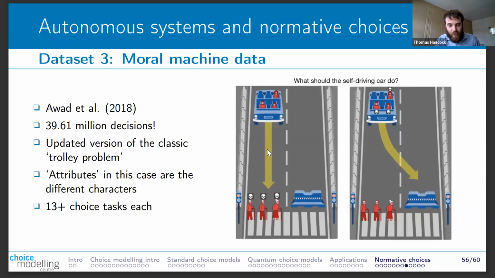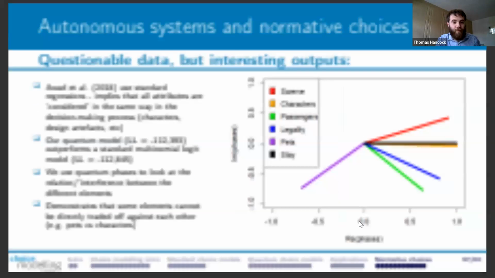There are various other attributes here. For example, in some cases it was pedestrians, and sometimes pedestrians or people in the car. Sometimes these people were crossing illegally or not. You can see there's a little red hand there, stop, so these people shouldn't have been crossing the road. And sometimes they were allowed to cross the road. So quite an interesting case study, I guess. And that's what we looked at here in terms of applying choice models to this data.